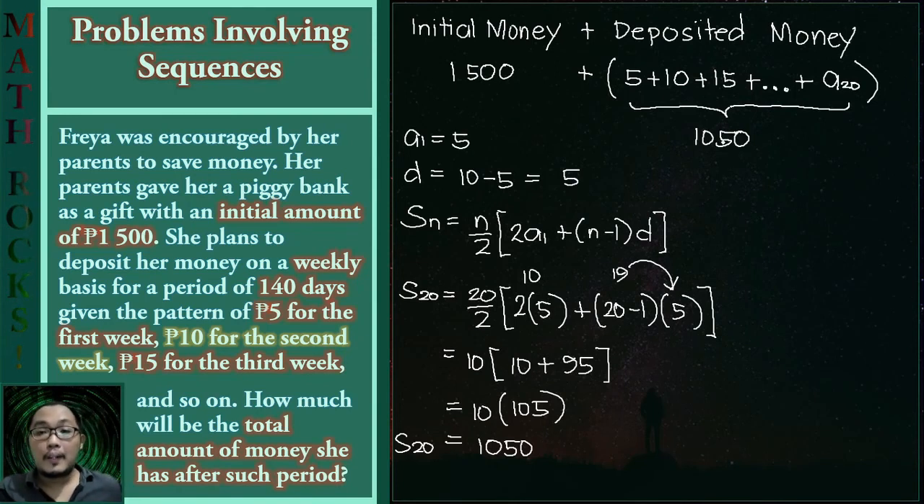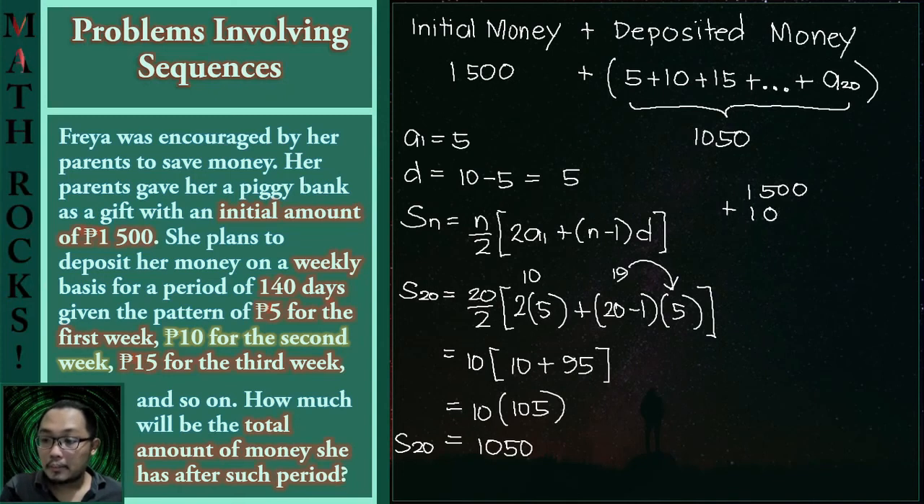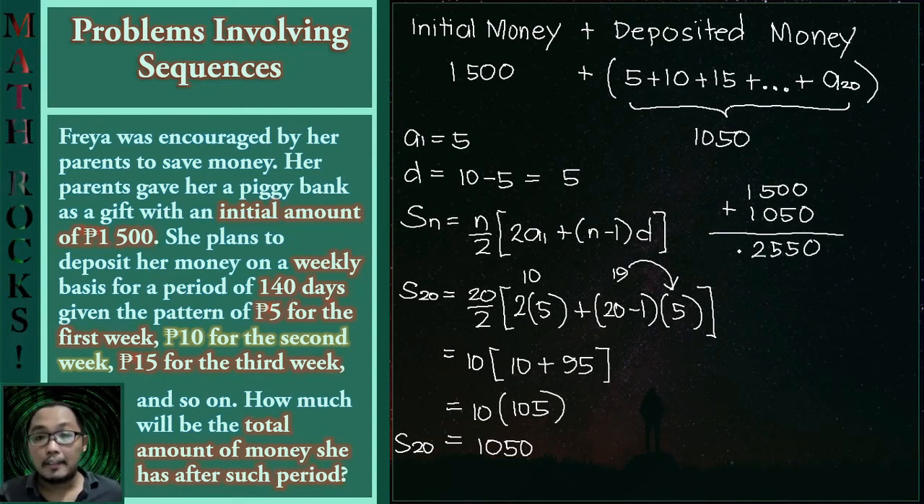And now for us to have the total amount of money Rhea has after such period of 140 days or 20 weeks, it would simply be the initial amount of 1,500 plus 1,050, and there is a total of 2,550.